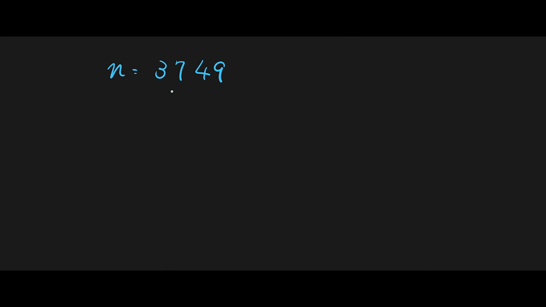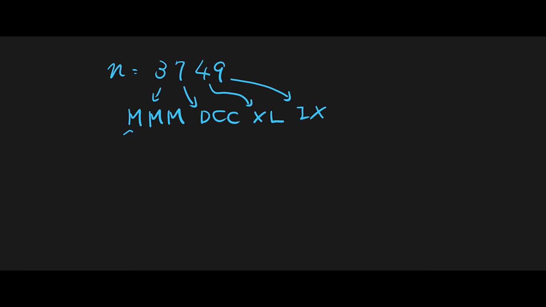Okay, let me explain with this example, 3749. So we already know how to convert the input number to Roman, right? In this case, we have 3000, so that is 3M. For 700, we can convert it to DCC. And for 40, this is XL. And for 9, IX. So the output is this Roman.